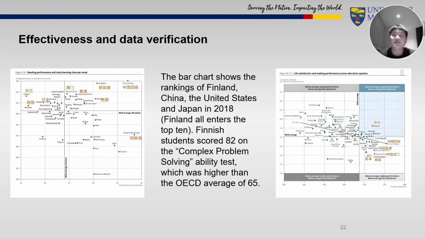The bar chart shows the rankings of Finland, China, the United States, and Japan in 2018. Finland enters the top 10. Finnish students recorded 82 on the complex problem-solving ability test, which was higher than the OECD average of 65.